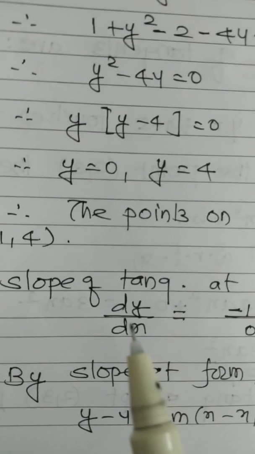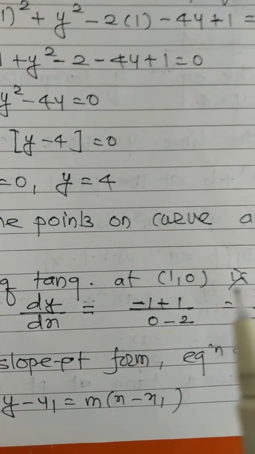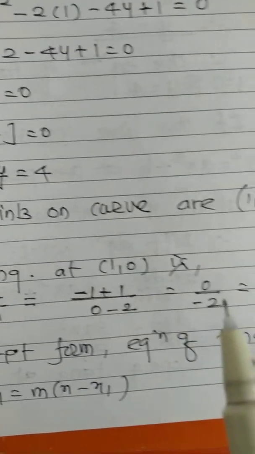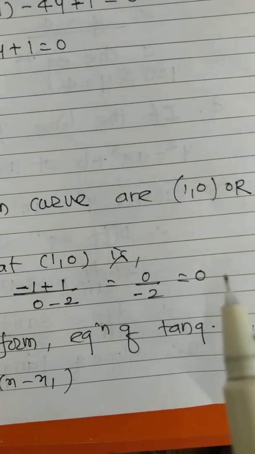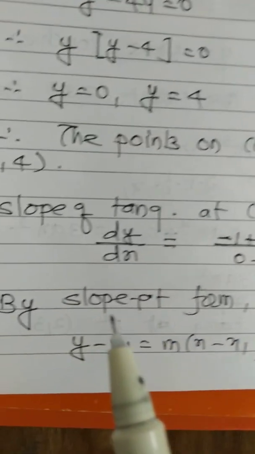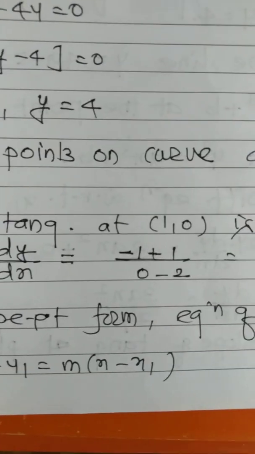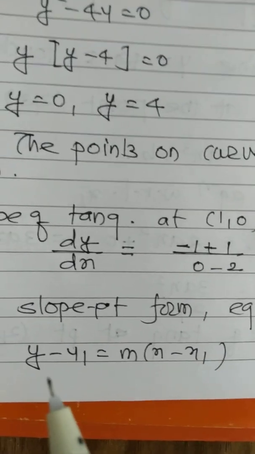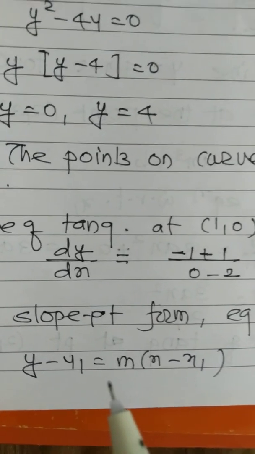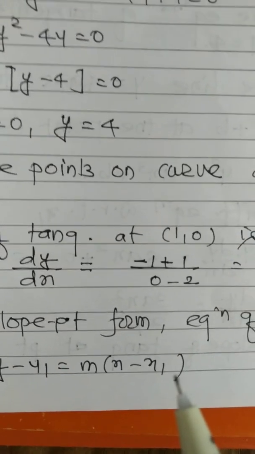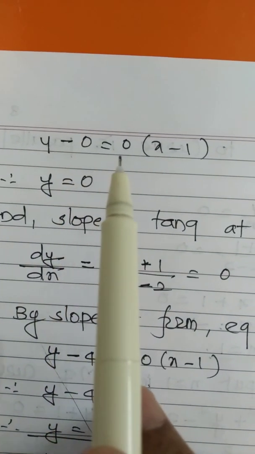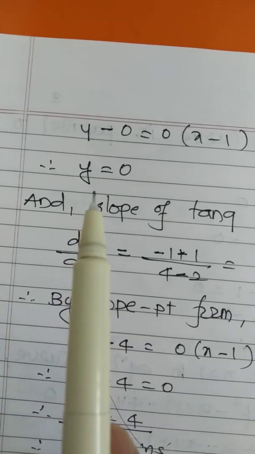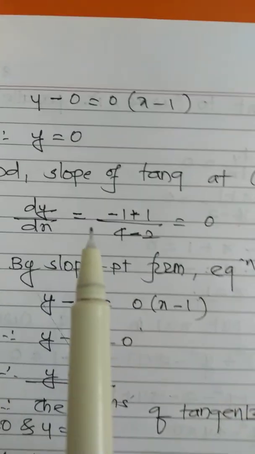For the first one, the slope of tangent at point (1, 0) is, if we put that value, (-1 + 1)/(0 - 2). So it becomes 0 upon -2. You know 0 upon anything equals 0. By using the slope point form, y - y1 equals m(x - x1), so y - 0 equals 0 into (x - 1). 0 into anything equals 0. So finally y equals 0 is the first equation of the tangent.